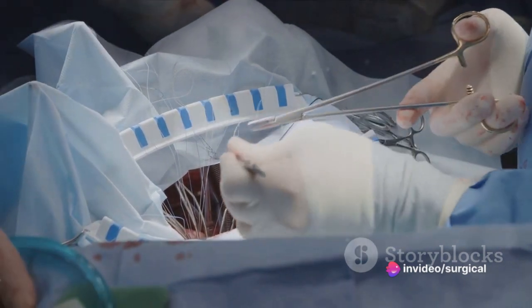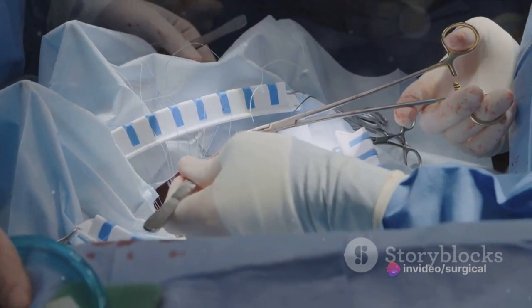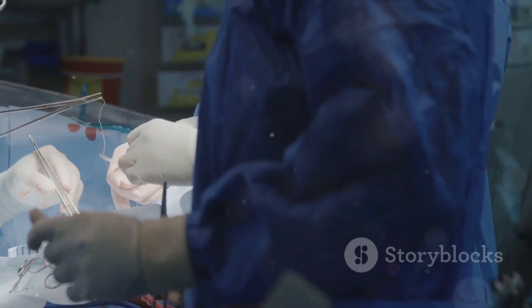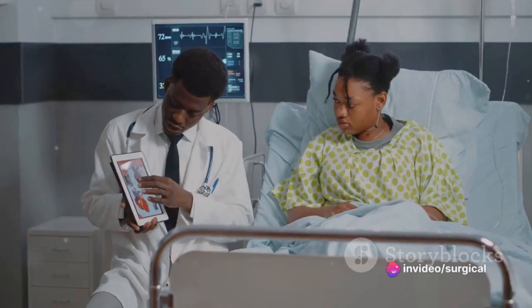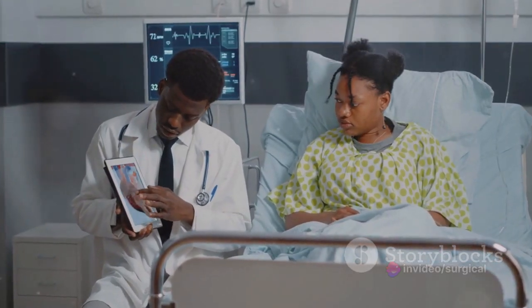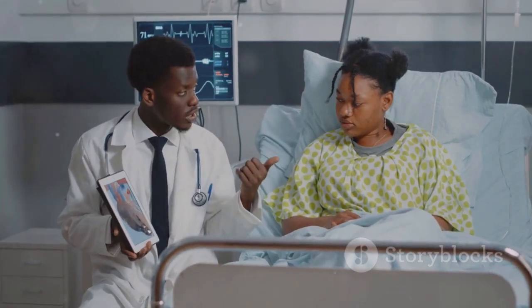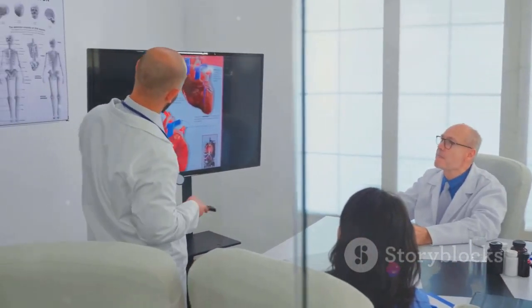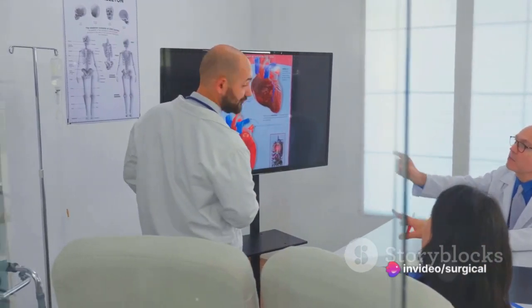CABG might be more effective for severe cases in patients with diabetes, but it comes with a higher risk of complications and a longer recovery time. Stent placement, on the other hand, is less invasive and offers a quicker recovery but carries the risk of stent thrombosis. In the end, the choice between CABG and stent placement is a decision to be made in consultation with your healthcare provider, taking into account your specific circumstances, medical history, and personal preferences.